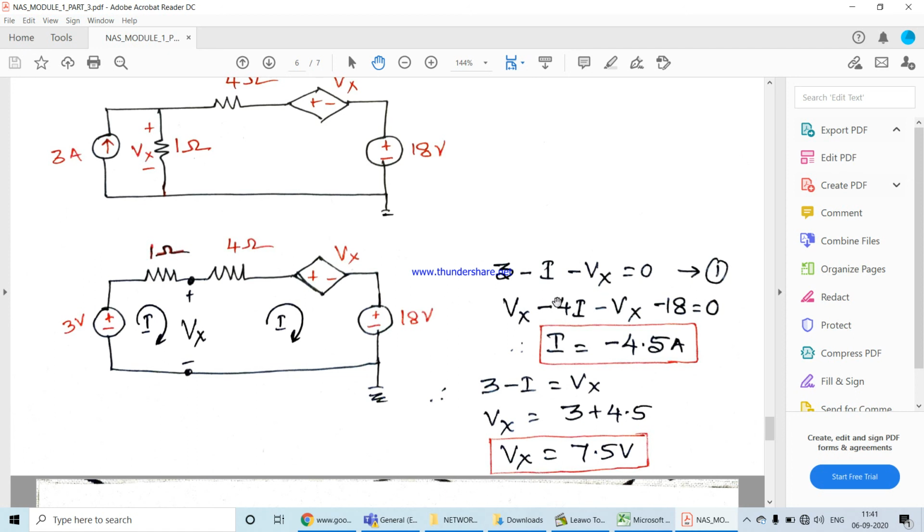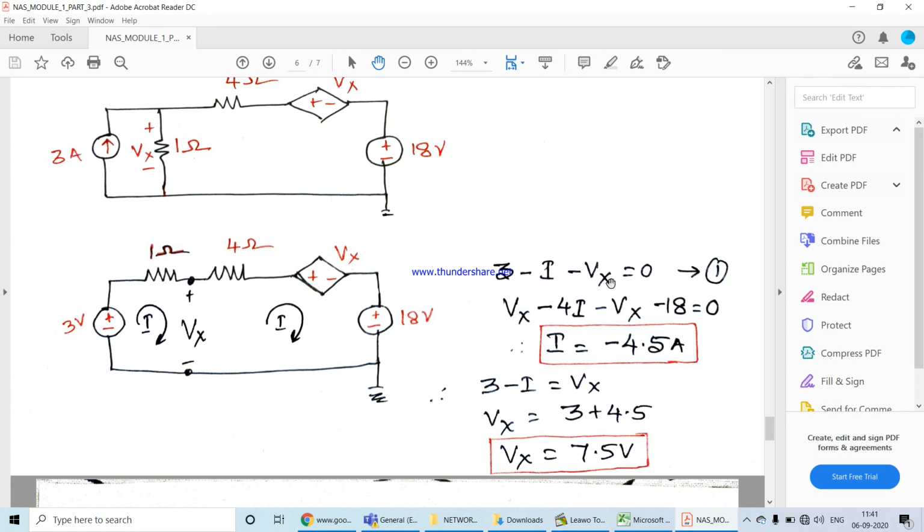So in this loop equation, Vx minus 4i minus Vx minus 18 volts equals 0. So here I will be equal to minus 4.5 amps. How did we get I equals minus 4.5 amps? Because Vx and Vx get cancelled here. So therefore minus 4i will be equal to 18. Therefore I would be equal to minus 18 by 4, which is minus 4.5 amps.